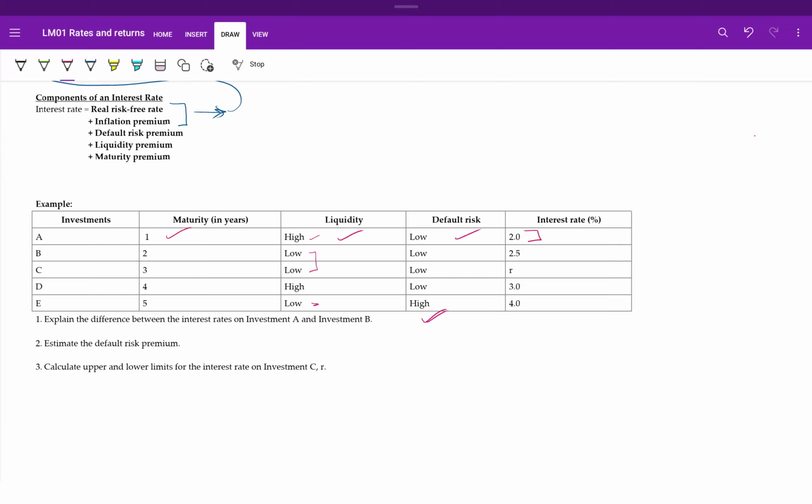When we talk about the other investments, with 2 years of maturity, liquidity is low here, so low default risk is okay, but the low liquidity and higher maturity is something which has increased our interest rate from 2 to 2.5.